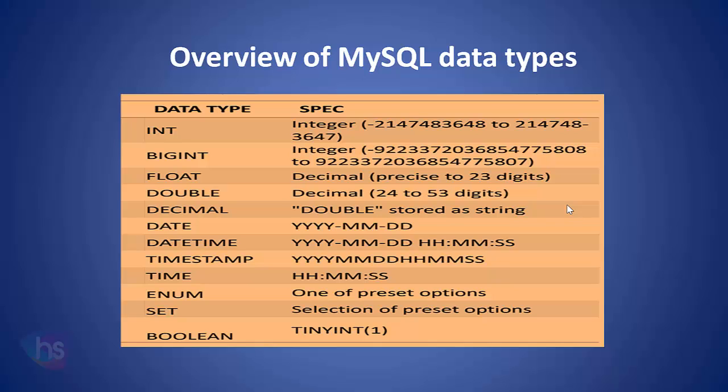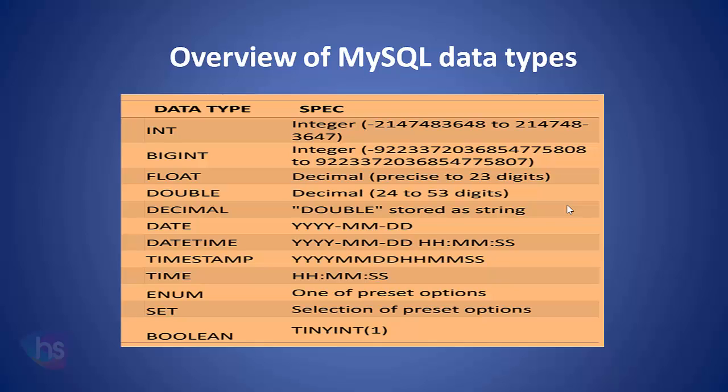And datetime, similar to the previous data type, in addition also stores the time here. Timestamp, by default, the database itself will create the timestamp at that time itself only. Enum, one of our preset options. The set, a selection of preset options.